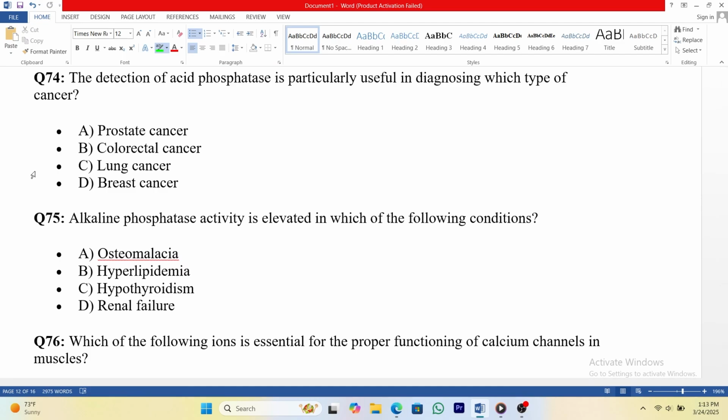A. Prostate cancer. B. Colorectal cancer. C. Lung cancer. D. Breast cancer. Answer: A. 75.